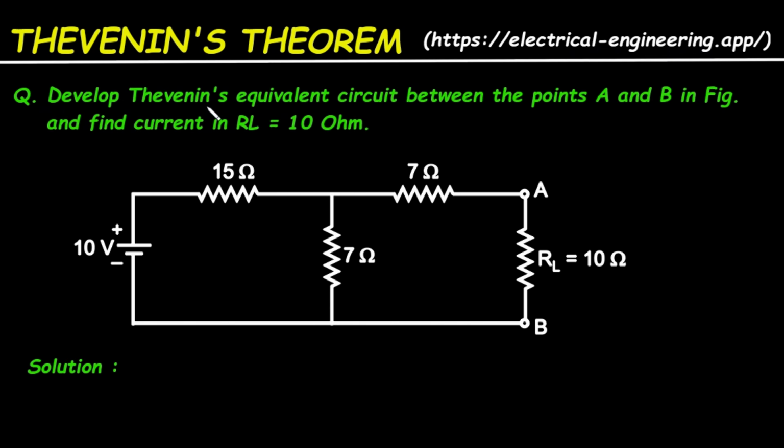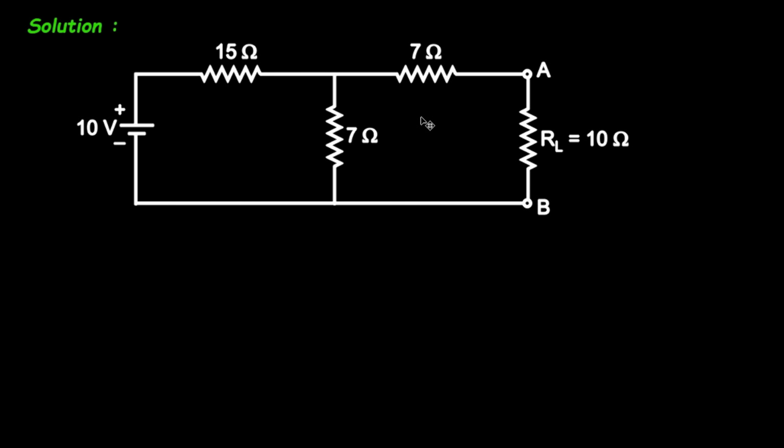Question: develop Thevenin's equivalent circuit between the points A and B. Here we have to develop a Thevenin equivalent circuit between A and B in the figure and find the current in RL, which is equal to 10 ohm. And also we have to find the current through this 10 ohm resistor by using Thevenin's theorem. Solution: first of all, we will take this circuit.